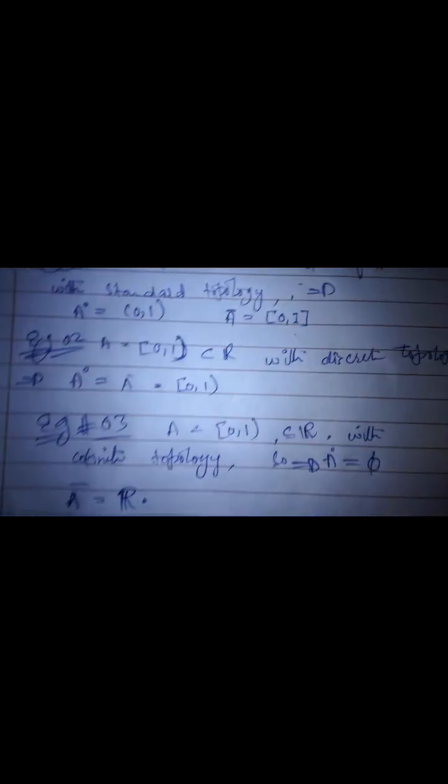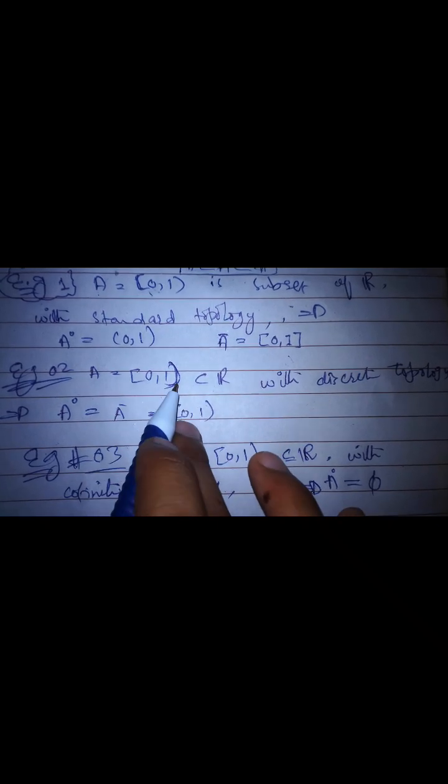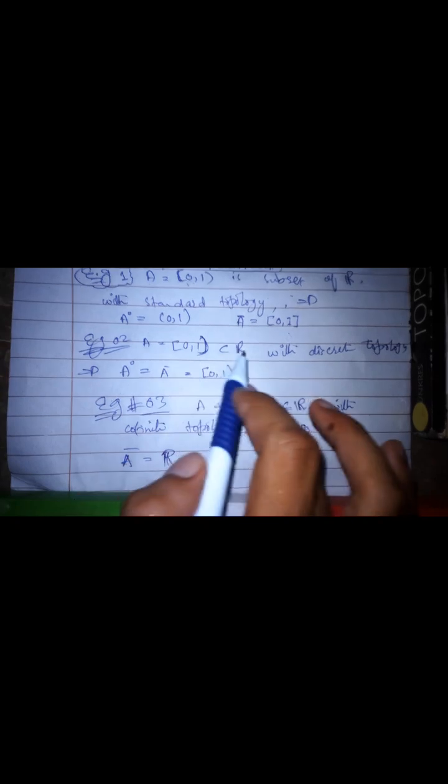This is the answer. Now the second example: the same subset [0, 1), where 0 is included and 1 is excluded, is a subset of the real line with the discrete topology. As we know, in the discrete topology all the subsets belong to the topology. If we consider the set A equal to {1, 2}, the discrete topology on this set is phi, {1}, {2} and {1, 2}, all the possible sets. As we know, in the discrete topology all subsets are open as well as closed.